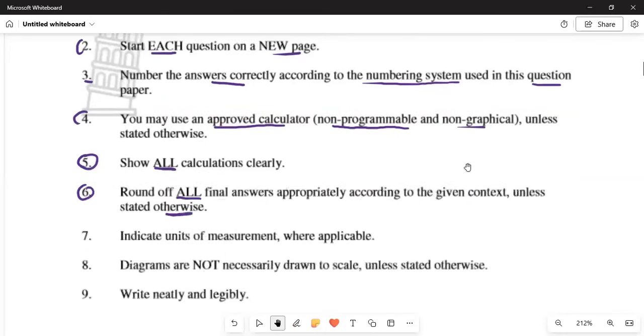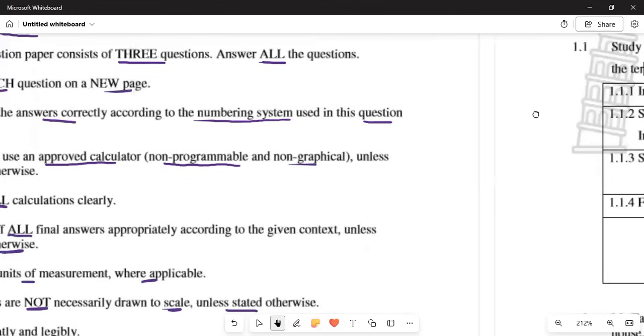Number 7, indicate the units of measurement where it is applicable. Number 8, the diagrams are not necessarily drawn to scale unless stated otherwise. Number 9, write neatly and legibly so that the examiner can be able to see your work.